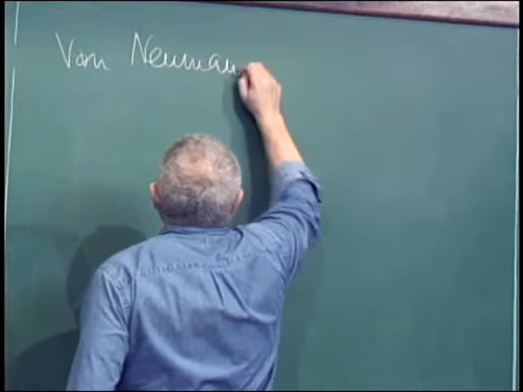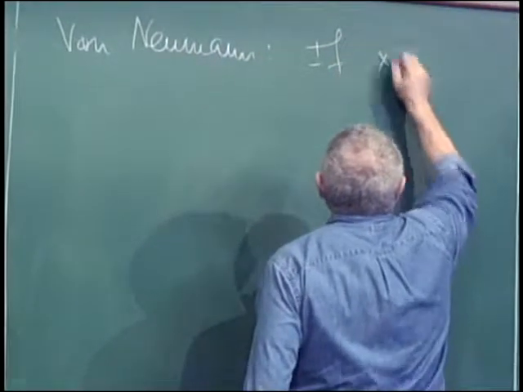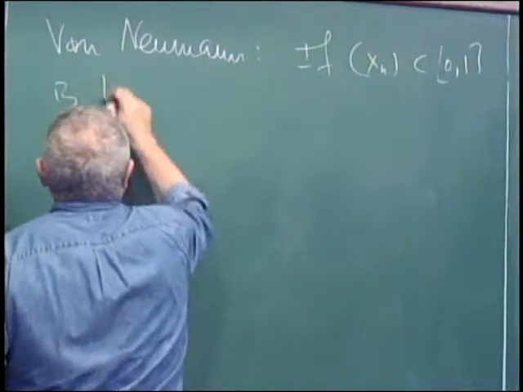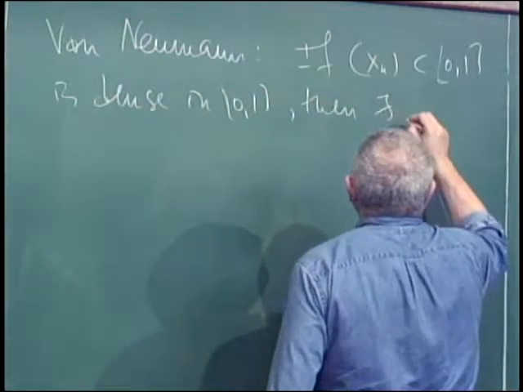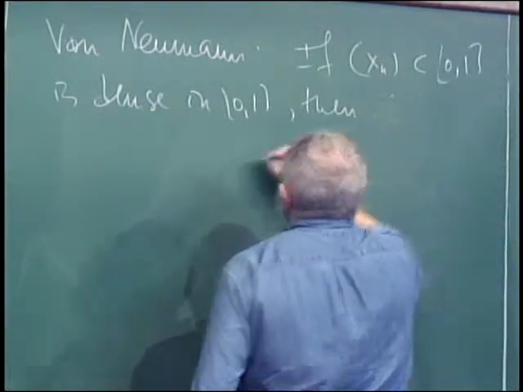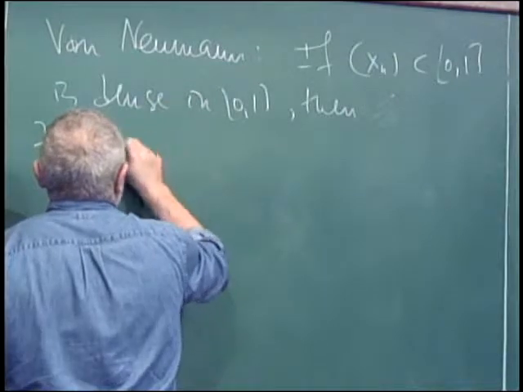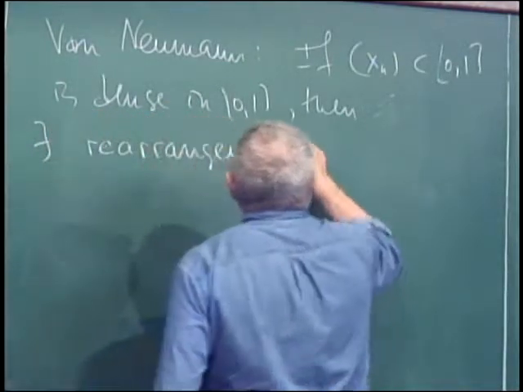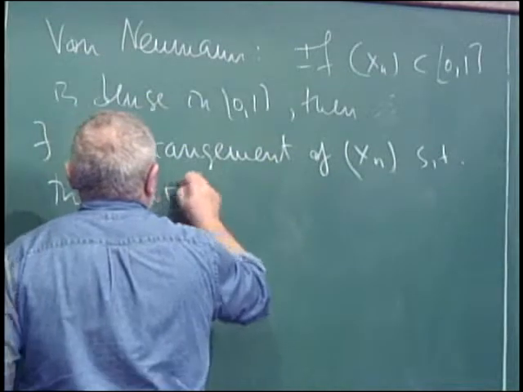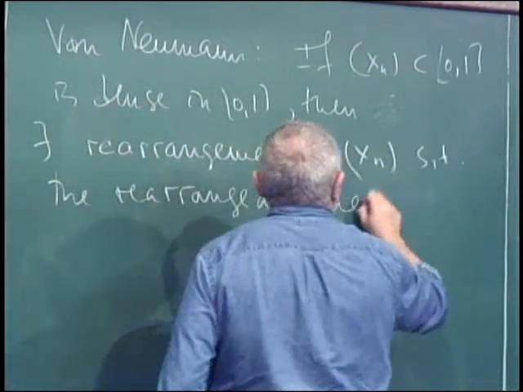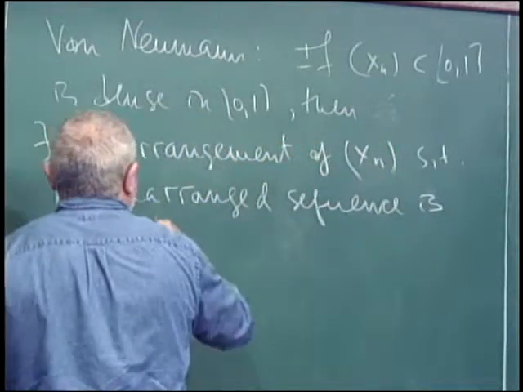And by the way, now that we have this example, let's do it without me, or maybe I will write it just to record it. So the Weyl–von Neumann theorem: you show that if x_n is dense in [0,1], then there exists a rearrangement such that the rearranged sequence is uniformly distributed mod 1.